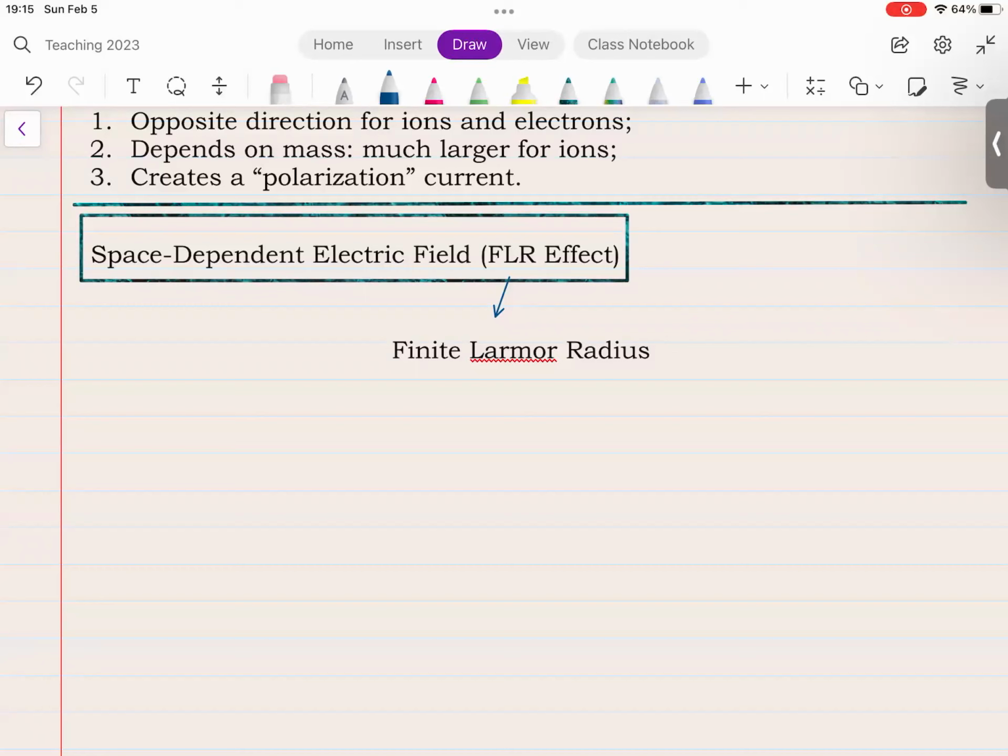Very well, then. Let's do this way. We're going to start from the equation of motion for our particle: m dv/dt is equal to q times (E plus v cross B), where now the electric field depends on the position.